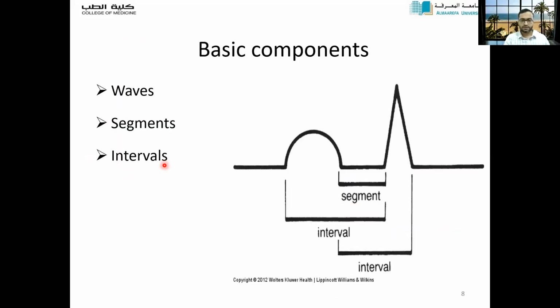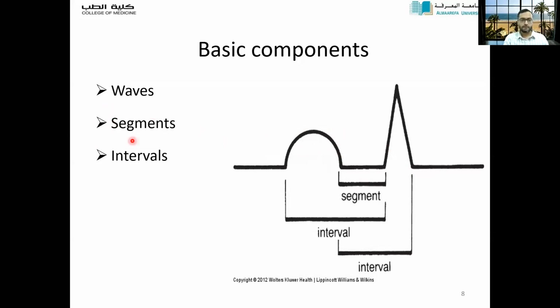Waves, segments, and intervals. Waves are the ups and downs. The deflection up and down that you are seeing in ECG is known as waves, just like the waves of the sea, how they go up and down. These are waves. So we have P wave, we have Q, R, S complex, and the T wave.